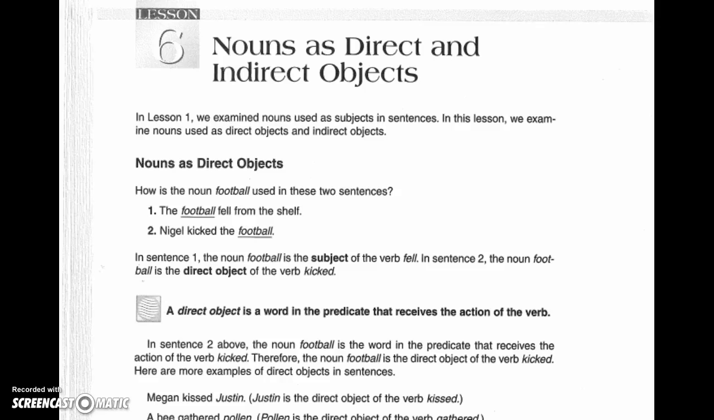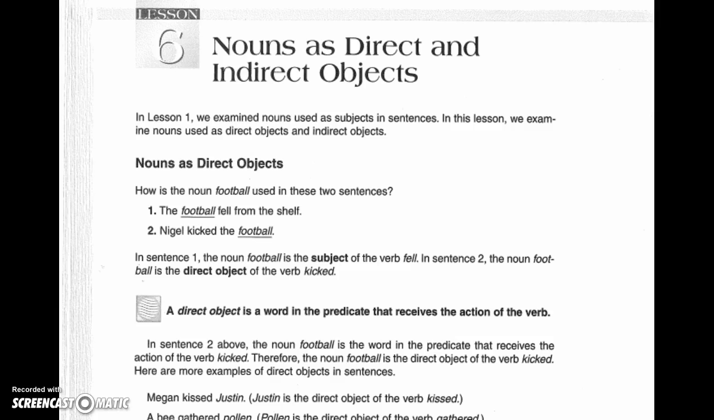Hi there. This unit, number 6, is going to be all about nouns as both direct and indirect objects. You may have heard me talking about them in class, and now that we have subject and predicate behind us, let's start learning about what they are and what they do.